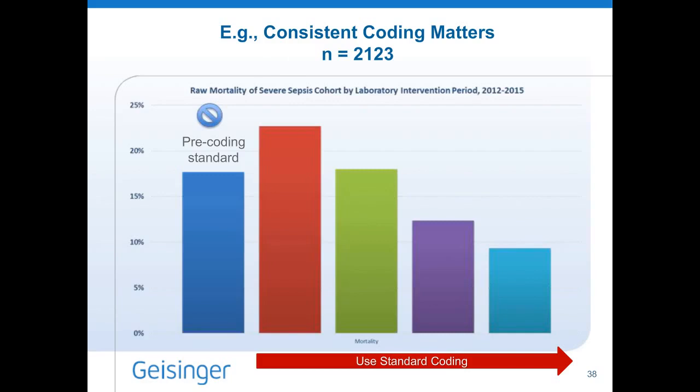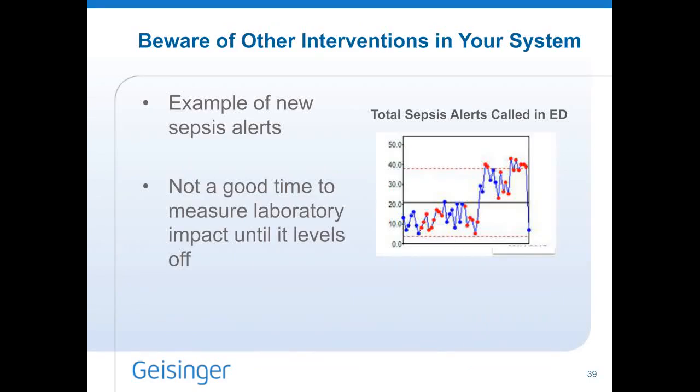Actually, this is raw mortality of severe sepsis when we changed the coding. There's no way you could include the blue bar on the left in the rest of your decision making because it altered it so much. And this is true across every organization I've ever spoken with that does sepsis research. So this is a really important item, and I want to stress it.